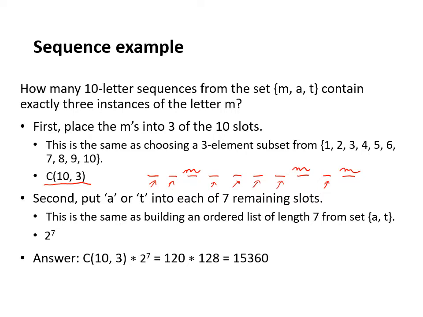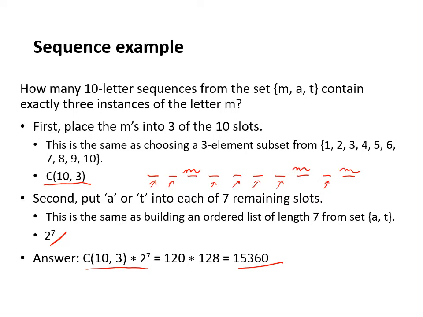And that amounts to 2 to the power of 7. We have 2 letters and 7 slots. So the answer then includes using the rule of products, and it's choose 10, 3 times 2 to the power of 7, which is equal to this number, 15,360.